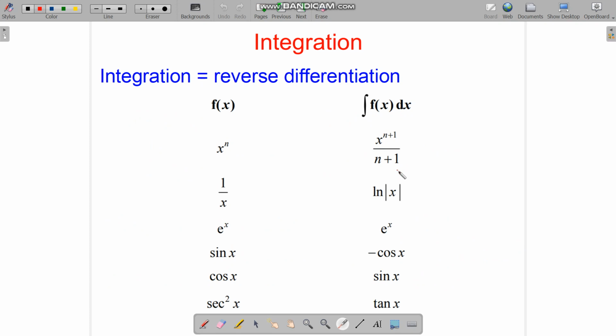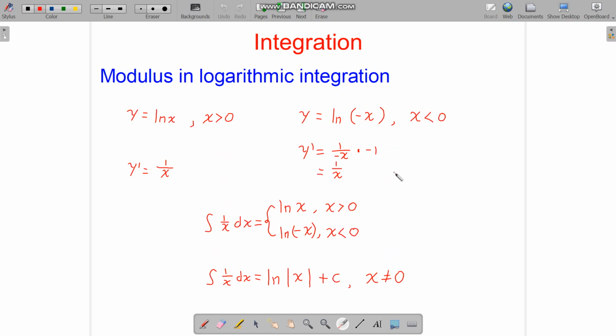Here's the list of integration that is pretty simple, and you don't need to derive anything. Just look at the differentiation process and reverse the process. Now what about the modulus? Here you see a modulus sign. The modulus in logarithmic integration.